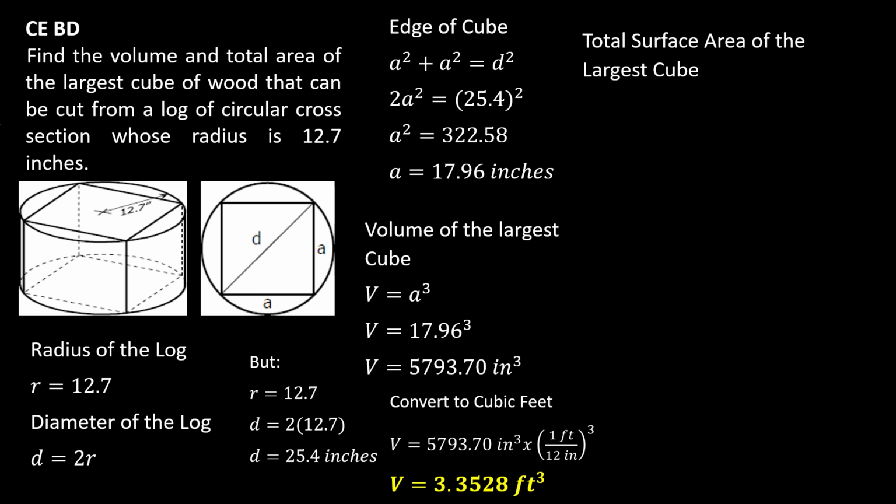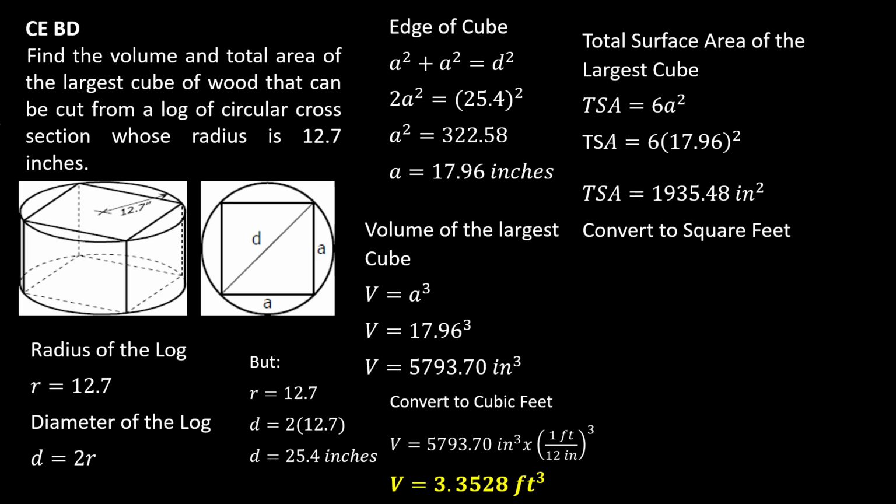Let us now proceed to the total surface area of the largest cube. The total surface area is equal to 6a squared. For our calculation, TSA is equal to 6 times the square of 17.96. Our total surface area is equal to 1,935.48 square inches.